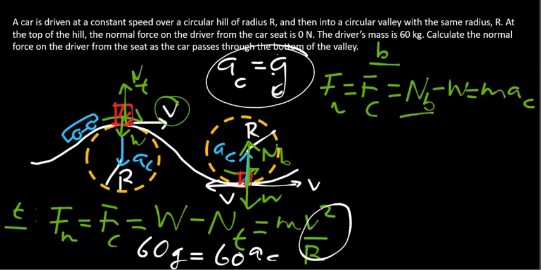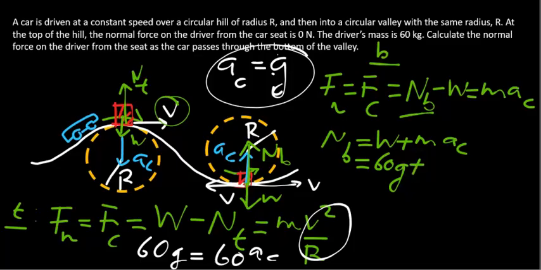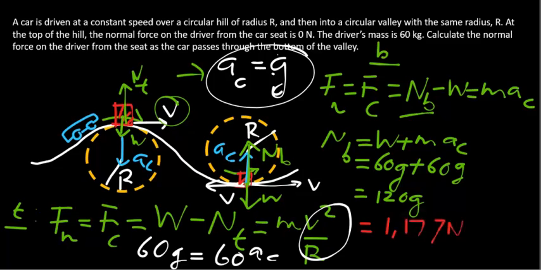We want to determine the normal force on the driver from the seat. So N sub B equals the weight of that driver plus MAC. The weight of the driver is 60 kg times gravitational acceleration, 9.81. M, again the mass of the driver, is 60. AC is just G. So you get 120 times gravitational acceleration, which turns out to be 1,177 newtons. That's the normal force on the driver from the seat as the car passes through the bottom of the valley. And that solves the problem.